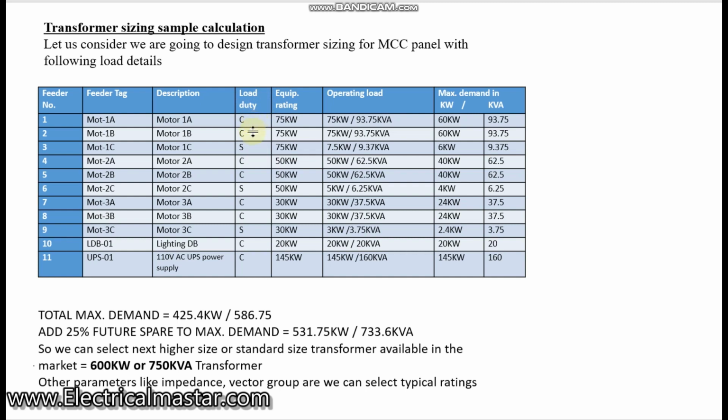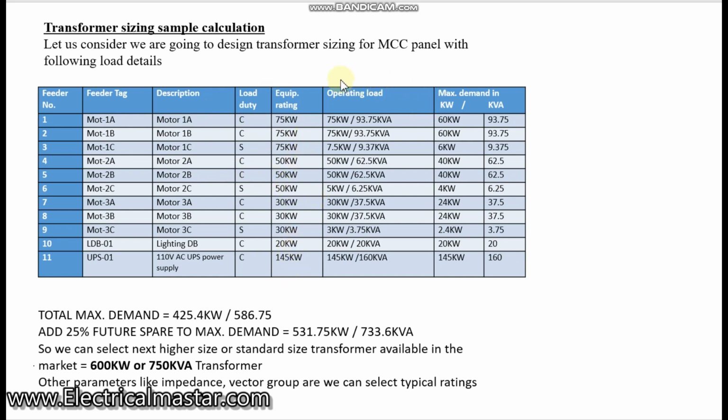First, A pump is continuous, B is continuous, C standby. Similarly, 2A, 2B continuous, 2C standby. 3A, 3B continuous, 3C standby. And lighting DB continuous, UPS DB continuous. And equipment rating for the individual load: 75 kilowatt for the motor, and 50 kilowatt for the 2A motors. For example, these all are individual kilowatts.